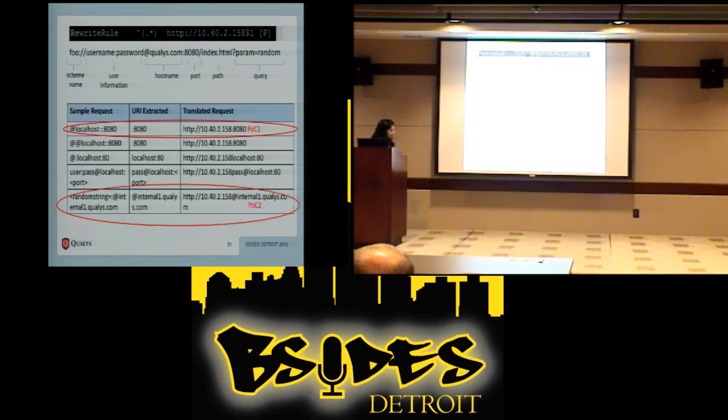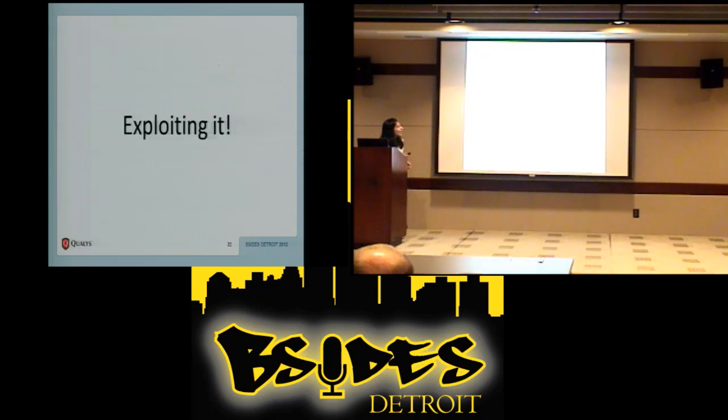And the next proof of concept is right here, wherein you're trying to add a random string followed by a colon @internal1.qualys.com. So your final request is 10.40.2.158 @internal1.qualys.com. What happened is that this was converted to a username, and then you were able to access internal1.qualys.com. Right, so we just created two proofs of concept that worked on patched targets, and now it's time to exploit it.